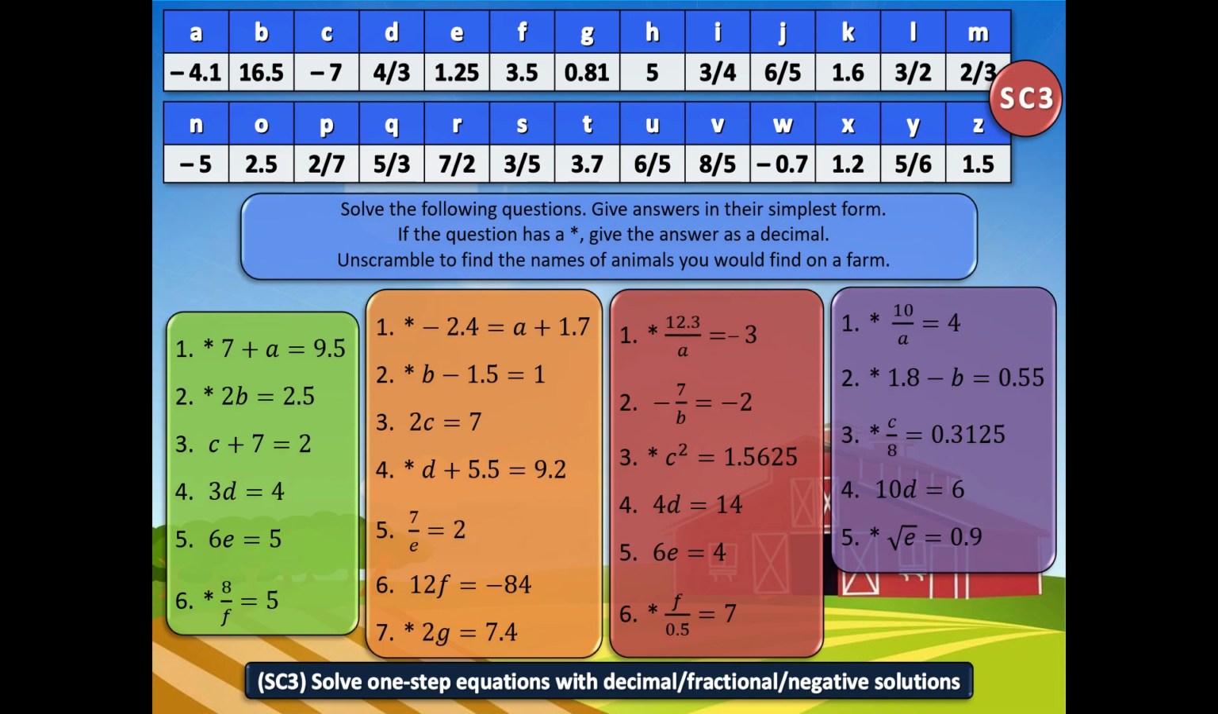Here's some questions for you to have a go at. Pause the video, and when you're ready to mark your work, press play.